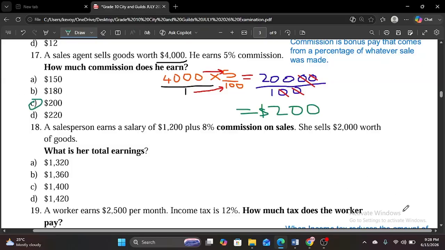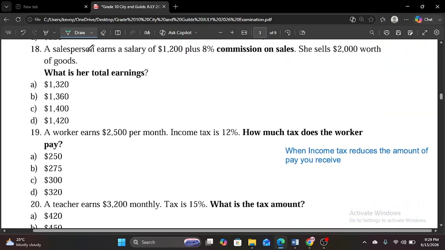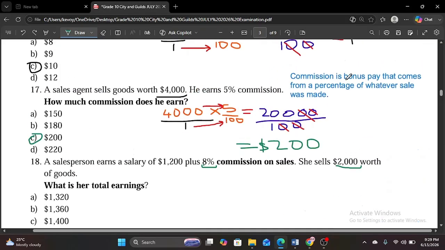All right, moving down. I'm at question 18. So a salesman earns a salary of 1,200 plus 8% commissions on sales. She sells $2,000 worth of goods. So we're gonna have to find what the commission is, and the commission is gonna be 8% of the $2,000 that she sold. So our total earnings is gonna be her pay. So her pay is this amount right here plus the commissions. So remember that commission is what? Commission is bonus pay that comes from the percentage of whatever sale was made.